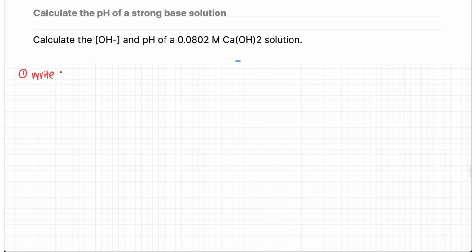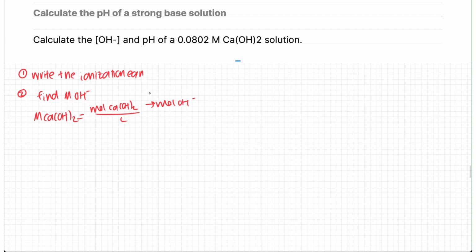We have a couple steps to accomplish this. The first step will be to write the ionization equation. Once we have the equation, we can find the molarity of OH-. To find the molarity of OH-, we're going to turn the moles of Ca(OH)2 from the molarity given into moles of OH- using the mole ratio. The third step will be to find the pOH of the solution. And the last step will be to find the pH.